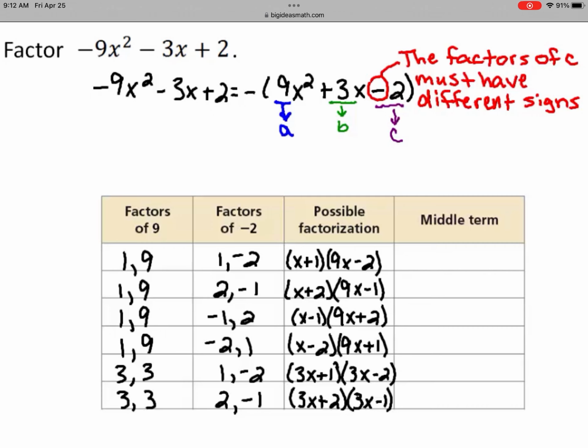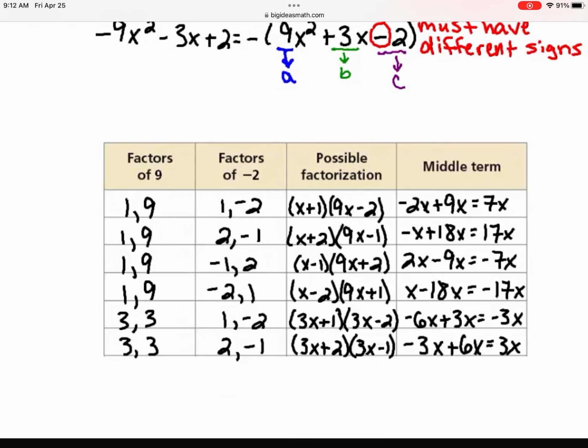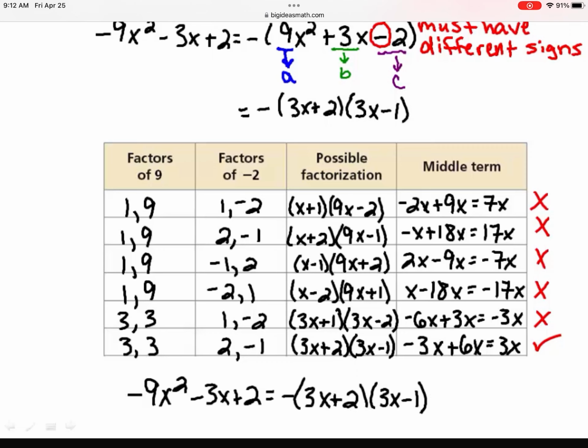The only possible factorization that produces a middle term of 3x is the quantity 3x plus 2 times the quantity 3x minus 1. So 9x squared plus 3x minus 2 factors as the quantity 3x plus 2 times the quantity 3x minus 1, and negative 9x squared minus 3x plus 2 factors as the negative of the quantity 3x plus 2 times the quantity 3x minus 1.